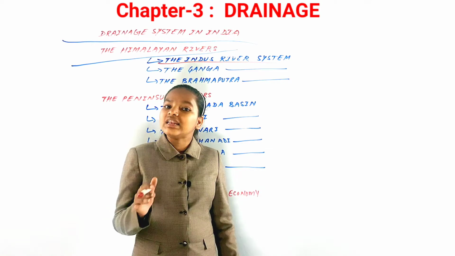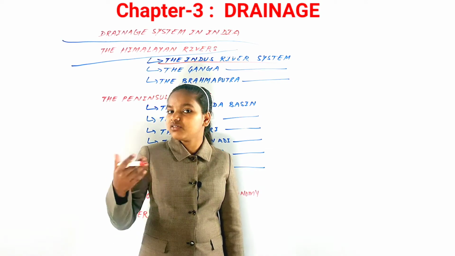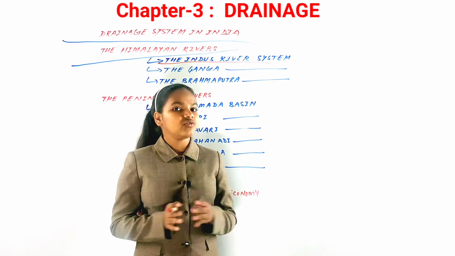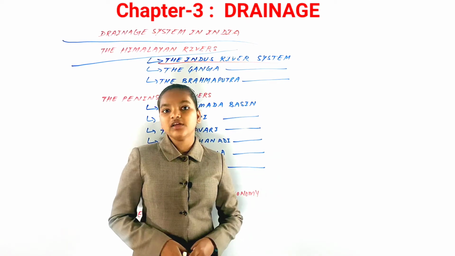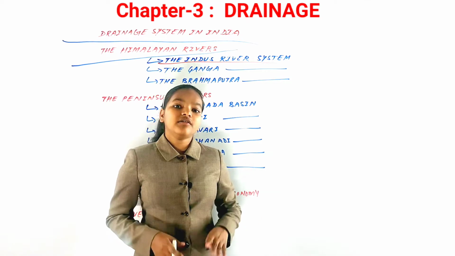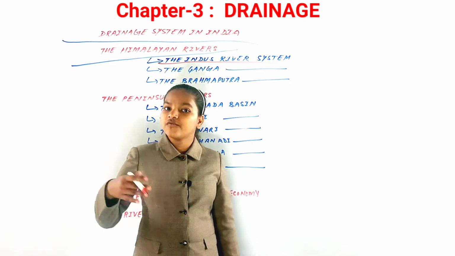So the Indus comes from China, from the Tibet region of China, and then comes into India, then POK, then Pakistan, and then finally flows into the Arabian Sea. So that is the structure of the Indus River.